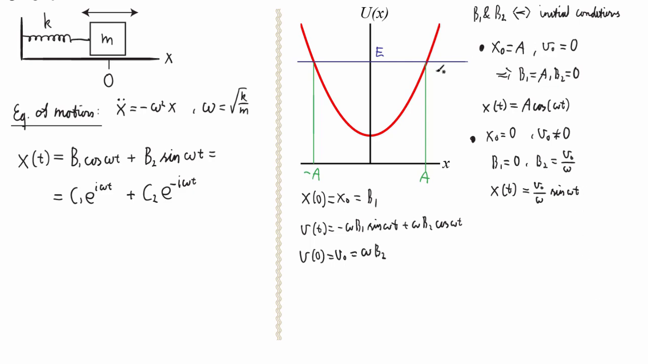And we can, of course, represent any other combination of initial positions and speeds by picking the appropriate values of b1 and b2 using this method.